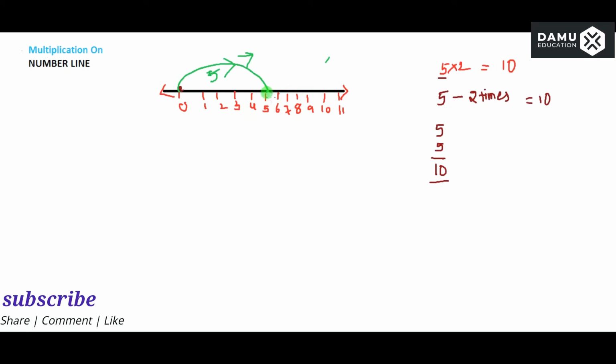So after 5 we need to go 5 units in the same direction, that is this direction. This is also 5. So here 5 plus 5, what we are doing here, simply, multiplication is nothing but 5 plus 5 will be equal to 10. That is 5 how many times? 5 into 2 times, that will be equal to 10. So in this way we have to express multiplication on the number line.